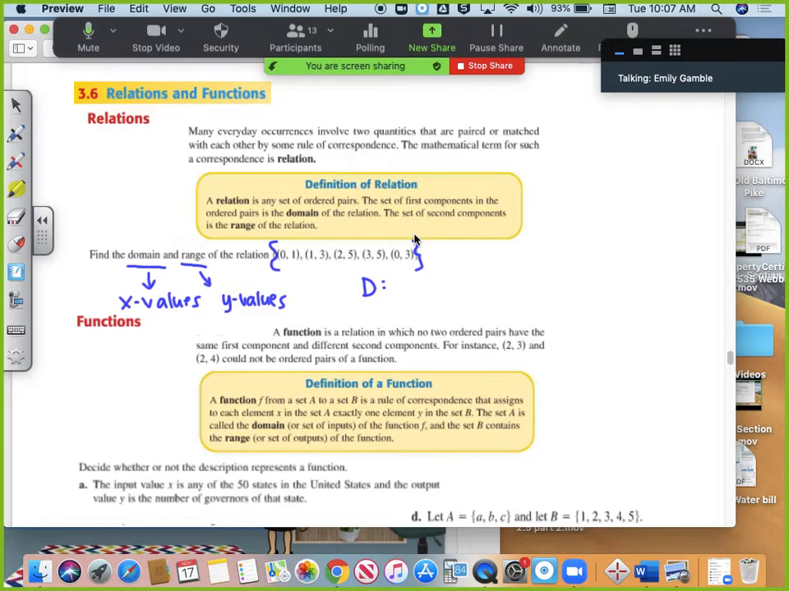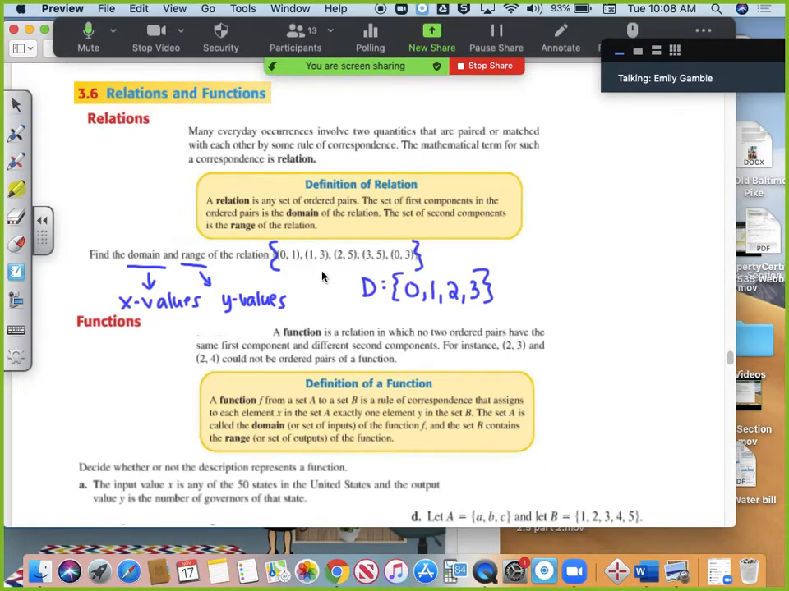So the domain is going to be, the notation looks like this. A capital D for domain, and then you use a colon, and then these fancy brackets. And then you just list all of the numbers that are in the x position. So that means the x coordinate of each ordered pair. So the domain would be 0, comma 1, comma 2, comma 3. And then actually 0 occurs again. So I don't have to include that a second time because I already did when I wrote 0 the first time. So the domain would be 0, 1, 2, and 3.